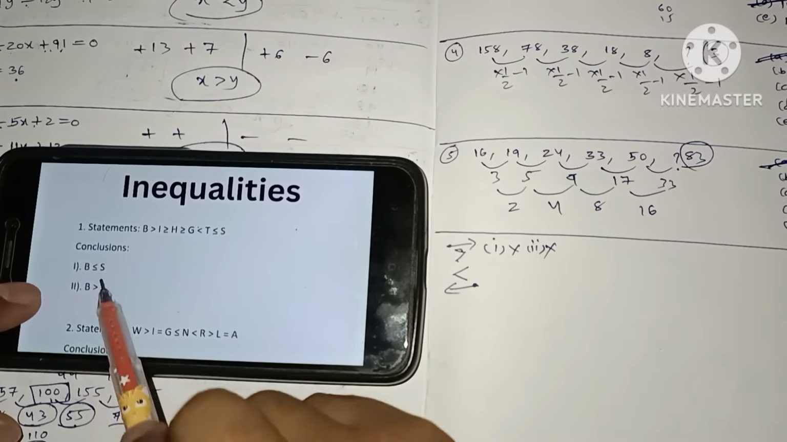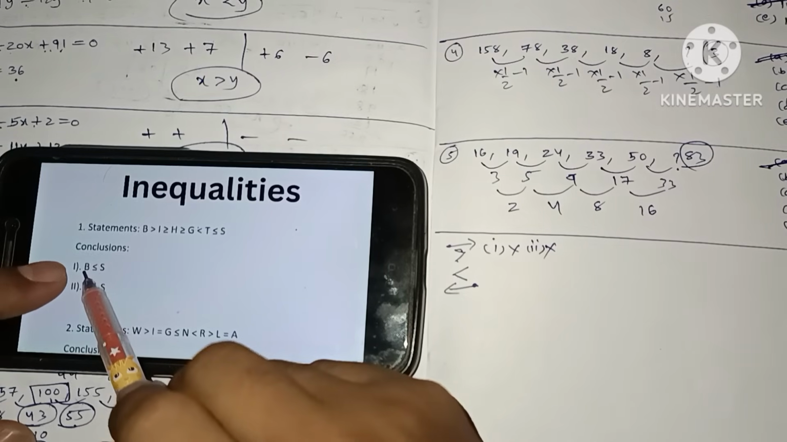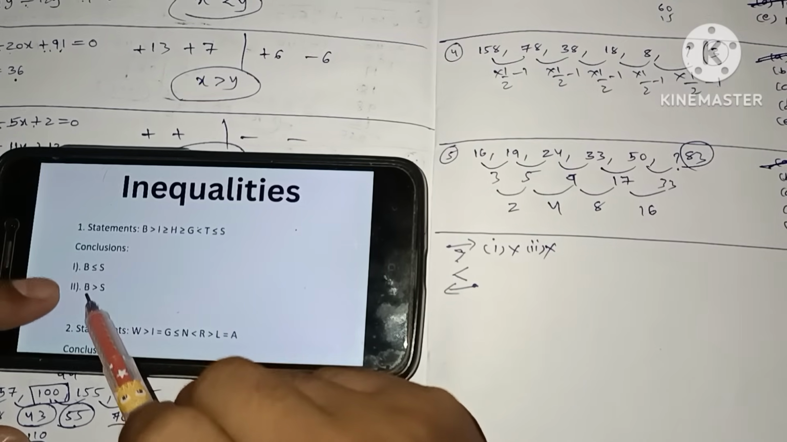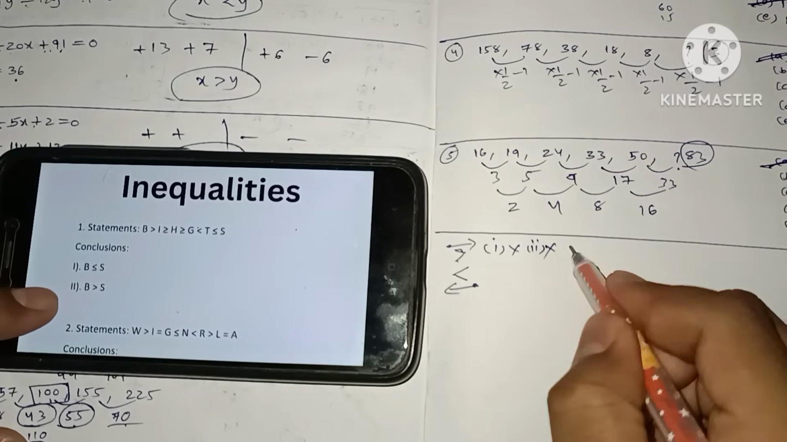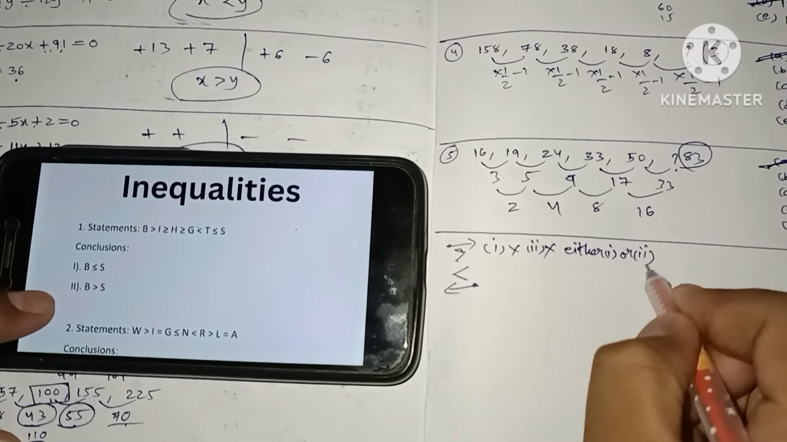But here we see both the alphabets are B and S, and in between them B is lesser, B is equal to, and B is greater. All three symbols are in between them. So the answer for this one is either 1 or 2 is the answer for this question.